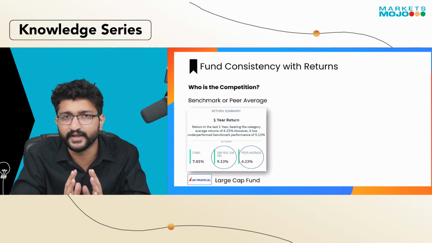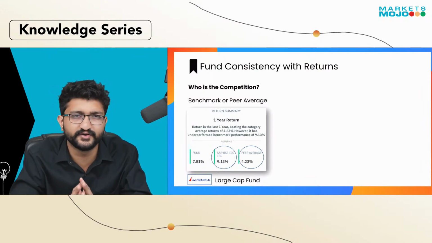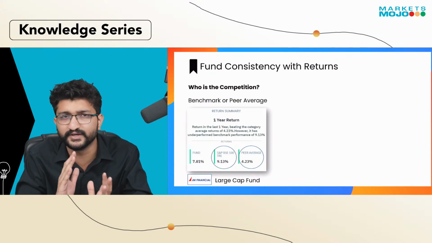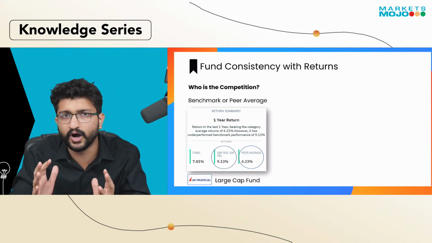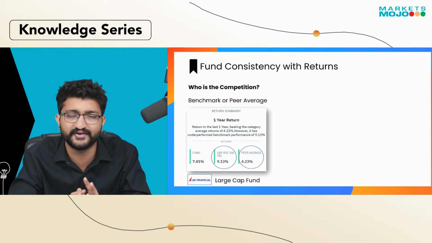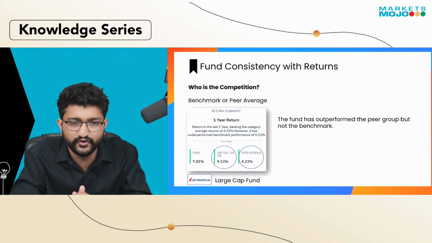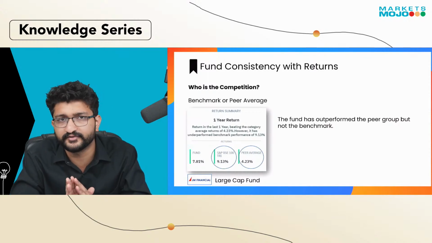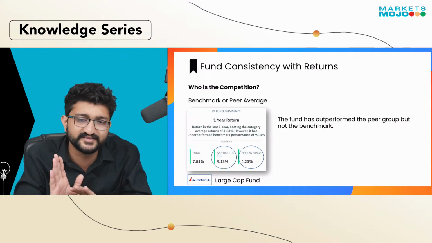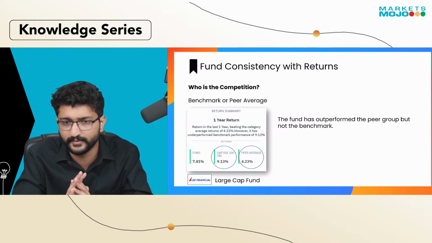We're looking at the benchmark. It can be BSE 100, BSE 500, and so on, and also the peer average, because we're looking at how other mutual fund schemes in the category have actually done. So for example, this fund, if you can see, has outperformed the peer average. Within its peers, it's done better, but it has still not outperformed the benchmark.